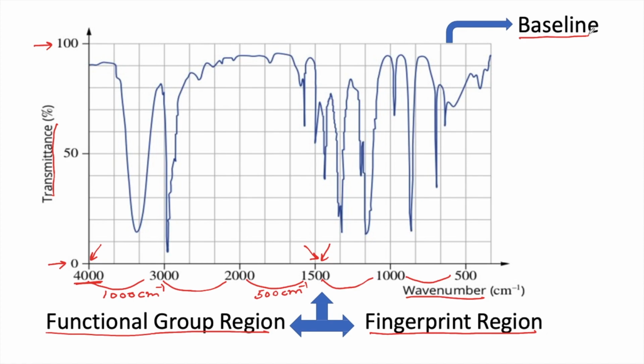One more thing I can add here is that the bands formed in the functional group region are mainly due to the stretching vibrations taking place within the sample molecule. And the bands formed in the fingerprint region are mainly due to bending and stretching vibrations.